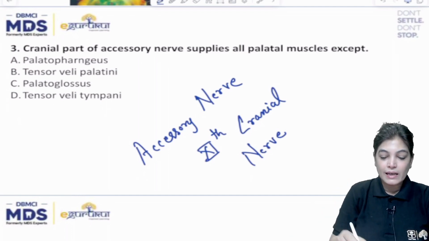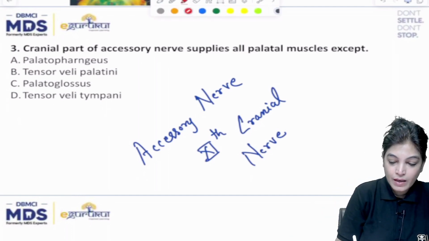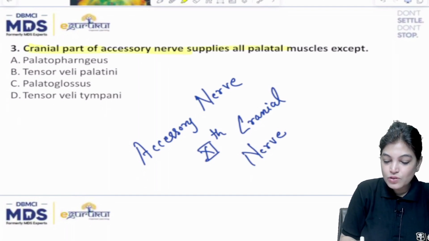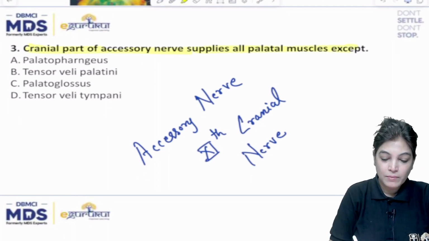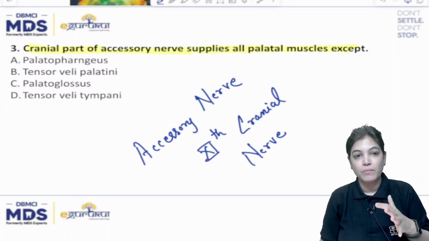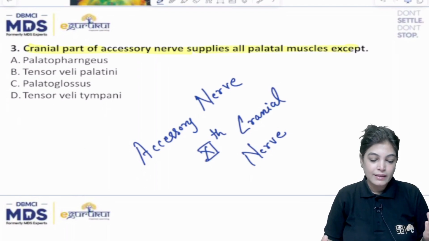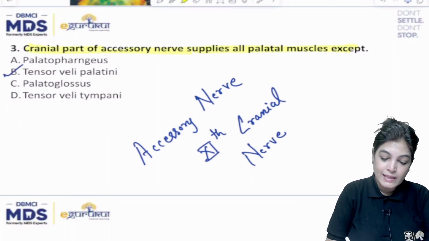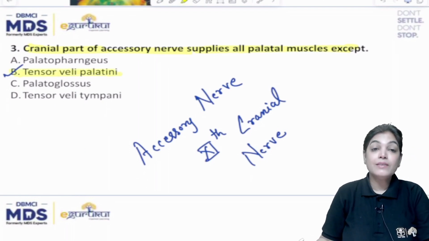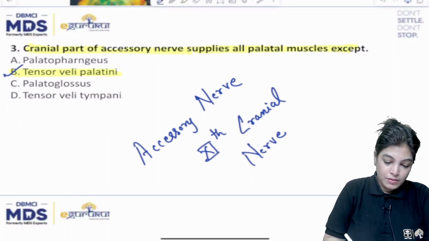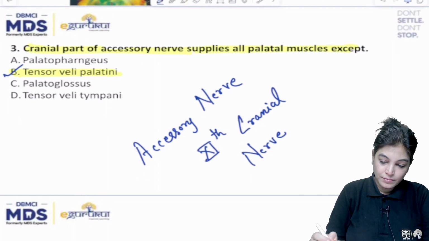Basically, in the question, the keyword mentioned, we have to pay attention to that: the cranial part of accessory nerve is supplying which palatal muscle, meaning the muscle of soft palate. Basically this question is about the muscles of soft palate. So if we talk about the correct answer, definitely the right answer will be tensor veli palatini, because tensor veli palatini is a muscle of soft palate which is getting innervation from the vagus nerve carrying the fibers of cranial part of accessory. Now, so that is the right answer.